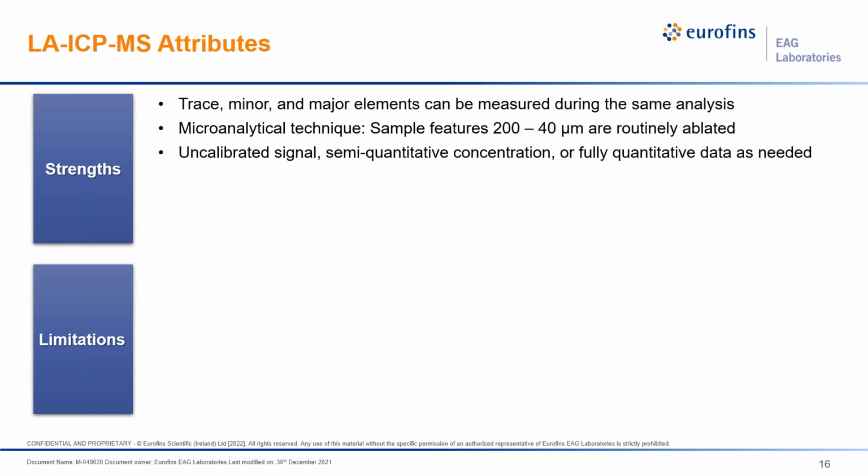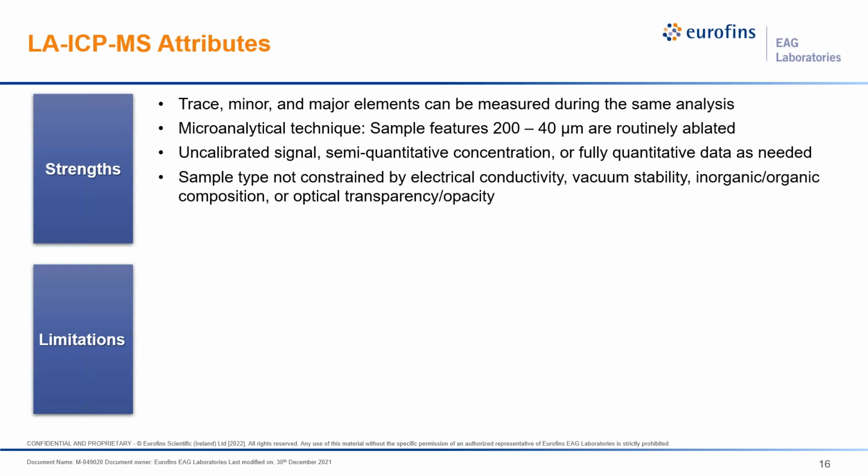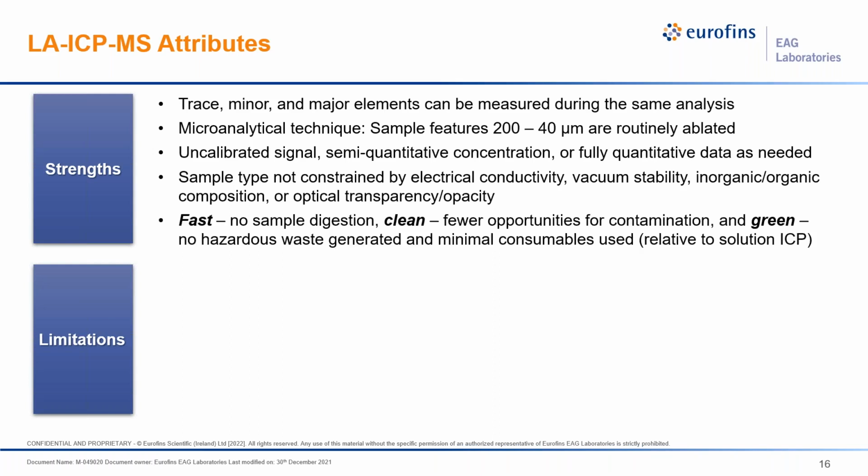As needed, you can collect uncalibrated signal data or just signal intensity in counts per second, semi-quantitative concentrations, or fully quantitative concentration data. Sample type is not constrained by conductivity, vacuum stability, inorganic or organic composition, or optical transparency or opacity. And finally, my favorite of these strengths is that relative to solution ICP-MS, this technique is relatively quite fast because there's no sample digestion step. There are no hours or days of microwave digestions or hot block digestions. The sample goes under the laser and you shoot it.